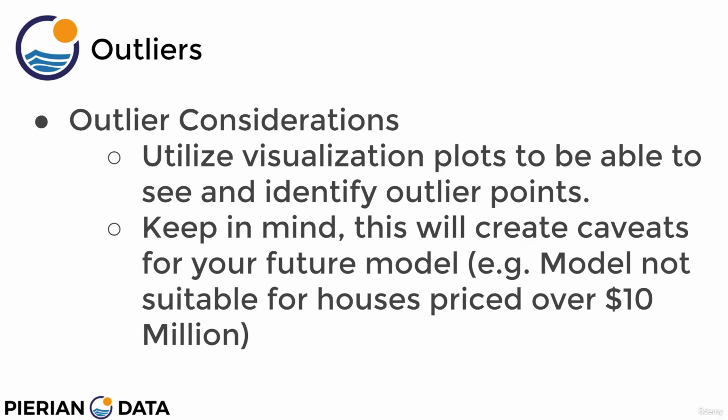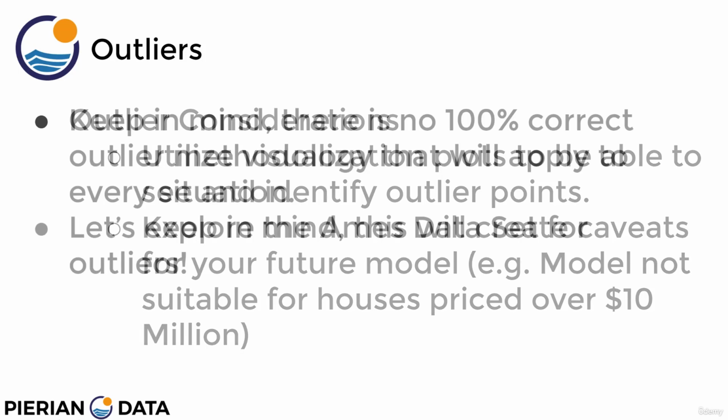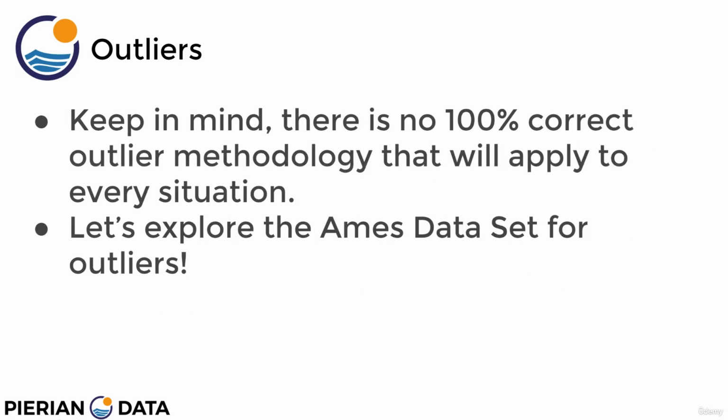So often when you're setting limits based off something like a range or domain knowledge, and you already set those limits on previous historical trained data, those limits are going to have to stay in place for future incoming data. Okay, and as I've kept saying, there is no 100% correct outlier methodology that's going to apply for every situation. Let's explore the Ames dataset we're going to be working with and see how we could remove outliers and how to identify them. I'm going to head over to the Jupyter Notebook now.